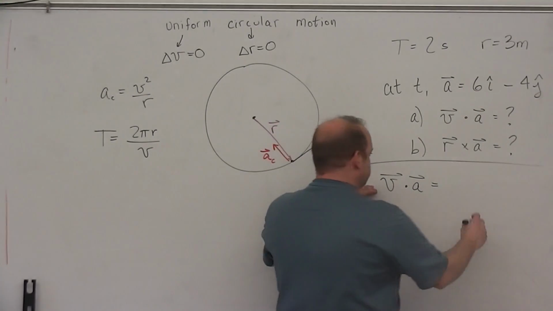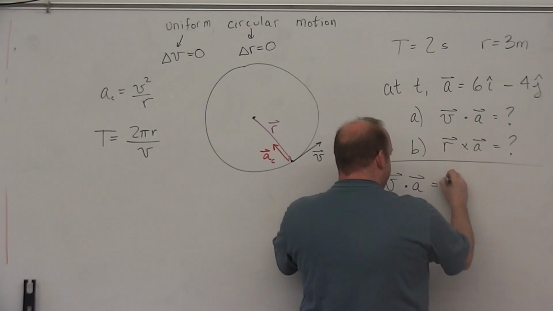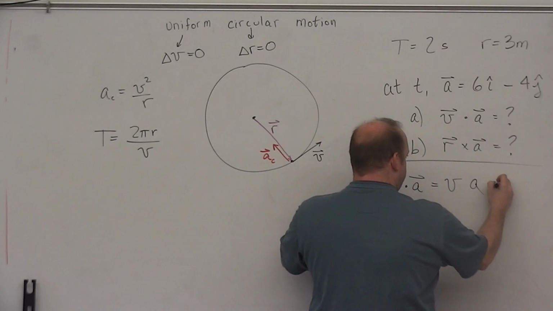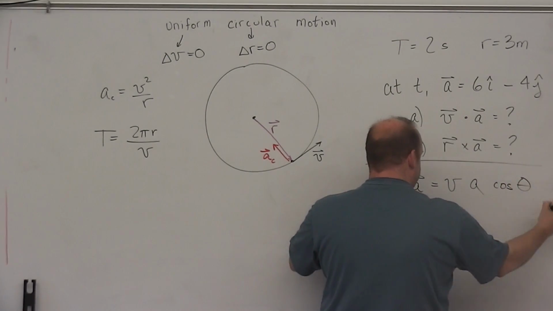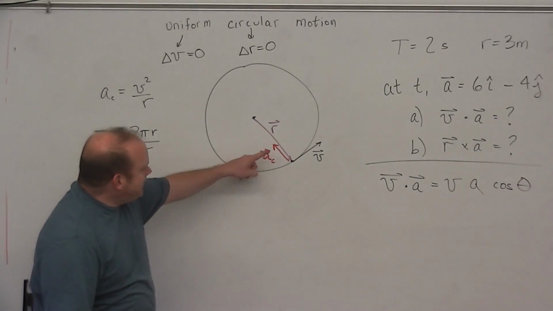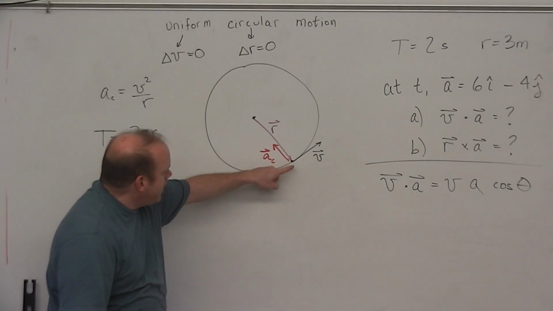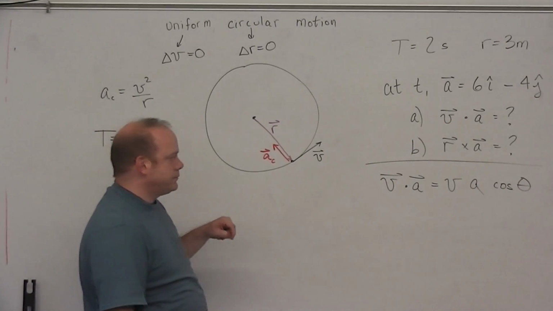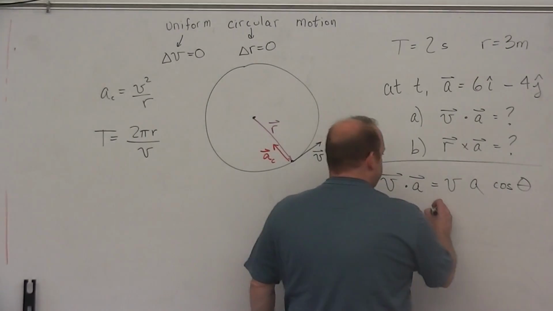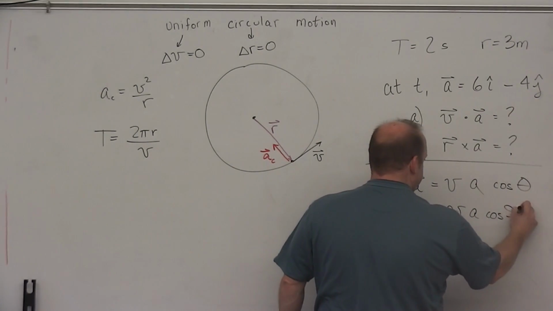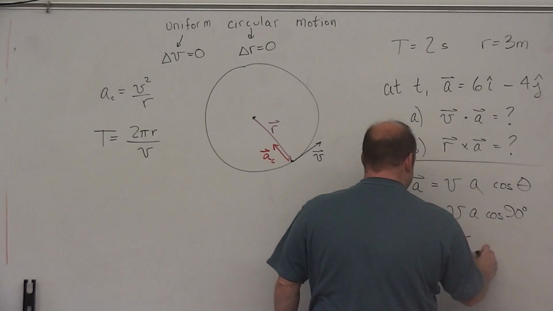V dot a is equal to the magnitude of v, magnitude of a, times the cosine of the angle between them. What's the angle between v and a? It's 90 degrees. So this is equal to v times a times cosine of 90, which is 0.